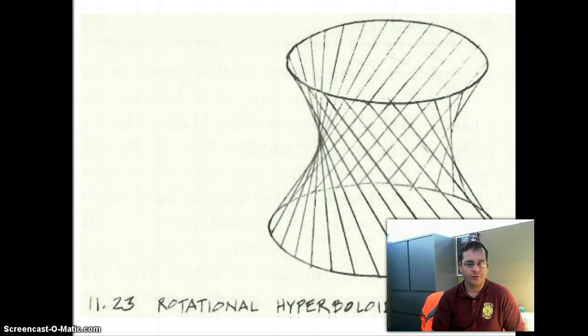Here you see a rotational hyperboloid, and you're probably not going to see this real commonly in building construction, but it's another example of a complex shape where we have these compound curves. The one application where you'll see something similar to this is a cooling tower associated with a power plant.